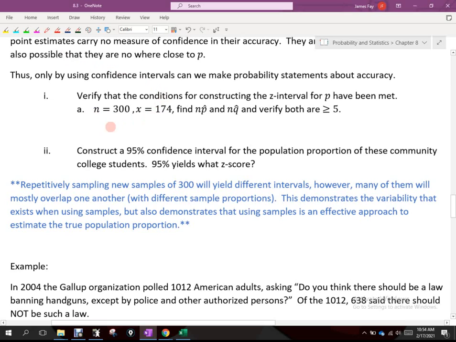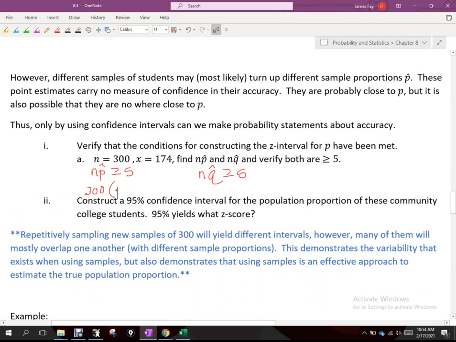So if I look at this, I take N, which is 300 times P, and I want to make sure that that is greater than or equal to 5, and then N times Q, make that greater than or equal to 5. And it's actually P hat, Q hat, because we don't know P and Q from the population. So then we take 300. P hat was, what did we just say it was, 0.58. And then we're going to take 300 and multiply it by 0.42.